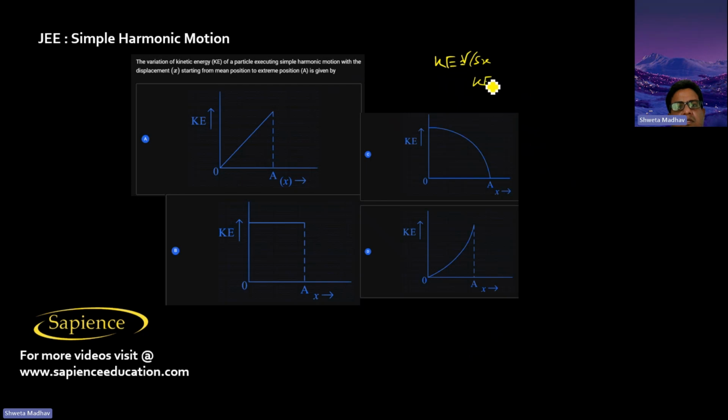And so we know that kinetic energy is given as half k into a square minus x square. So starting from the mean position to a, obviously option C is the correct answer. Since it is a quadratic function, the graph will have a parabolic shape. At x equal to 0, it is maximum. At x equal to a, it is 0.